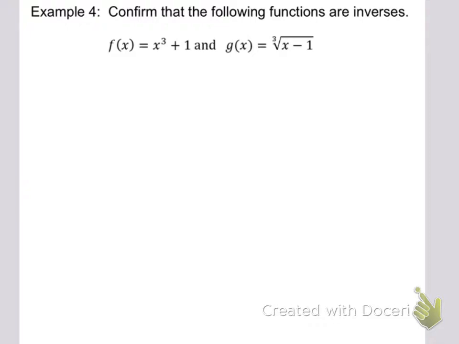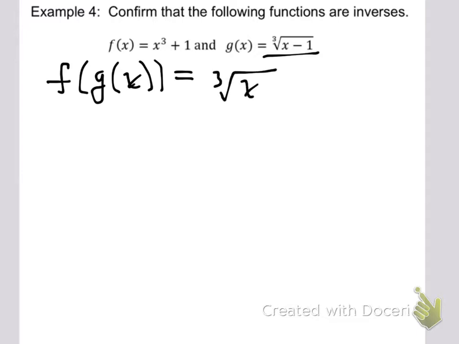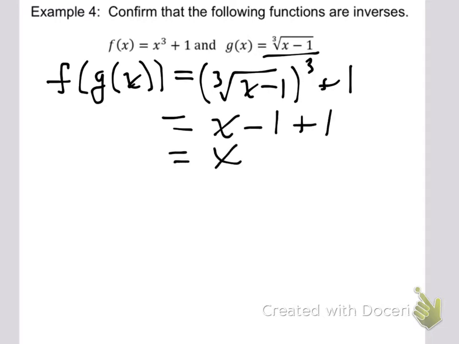Alright, so we got to confirm the following functions are inverses. So we have f of x and g of x, so we want to show that f of g of x equals x. So we got to plug this into f of x. So I'm going to have the cubed root of x minus 1, cubed, plus 1. Alright, so the cubed root cubed, that'll cancel each other out, so I just have x minus 1 plus 1, so this is just going to equal x. Right. So that's good, we're good there.